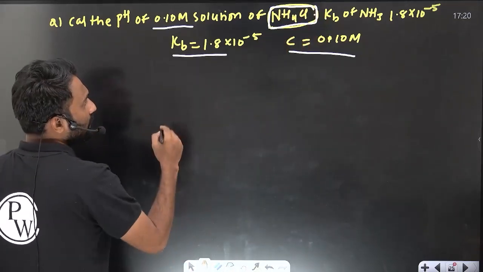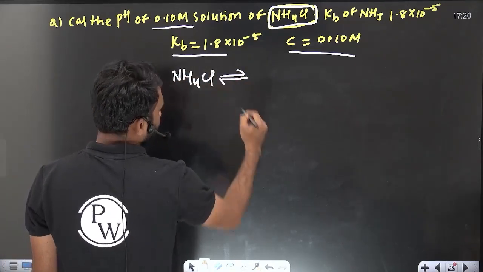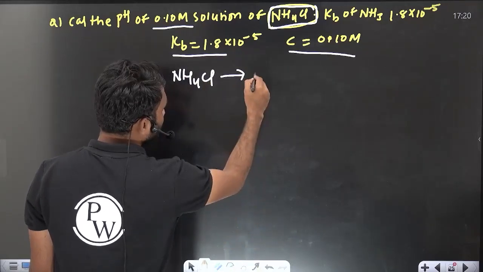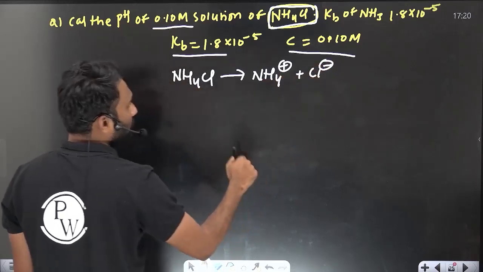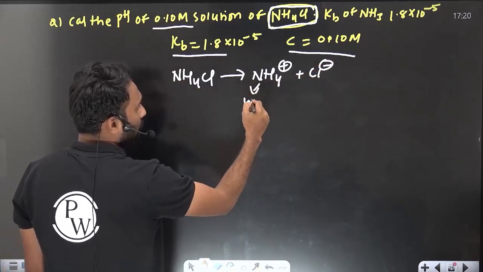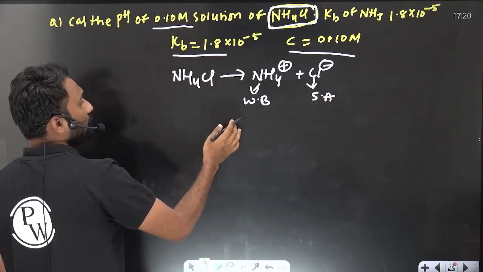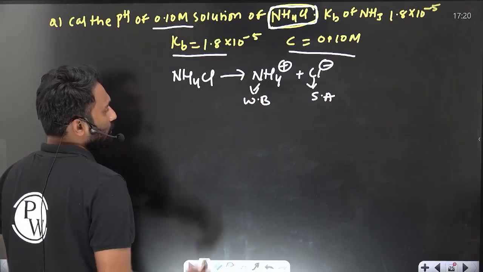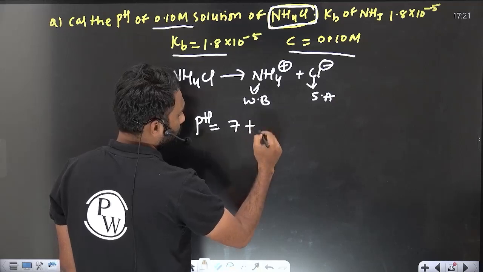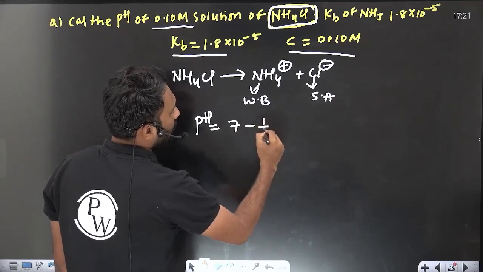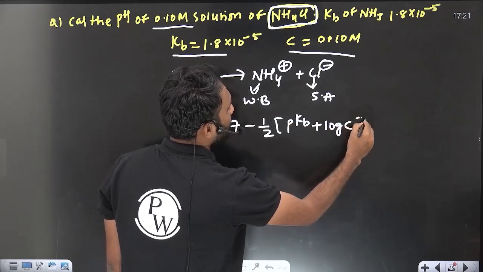Ammonium chloride, where does it come under? Ammonium chloride is a strong electrolyte and it dissociates to the ammonium ion plus Cl minus. Now the ammonium ion is a weak base and this is from a strong acid. So this is the salt of a weak base plus a strong acid. Now the pH will be 7 minus half pKb plus log C, pKb plus log C.